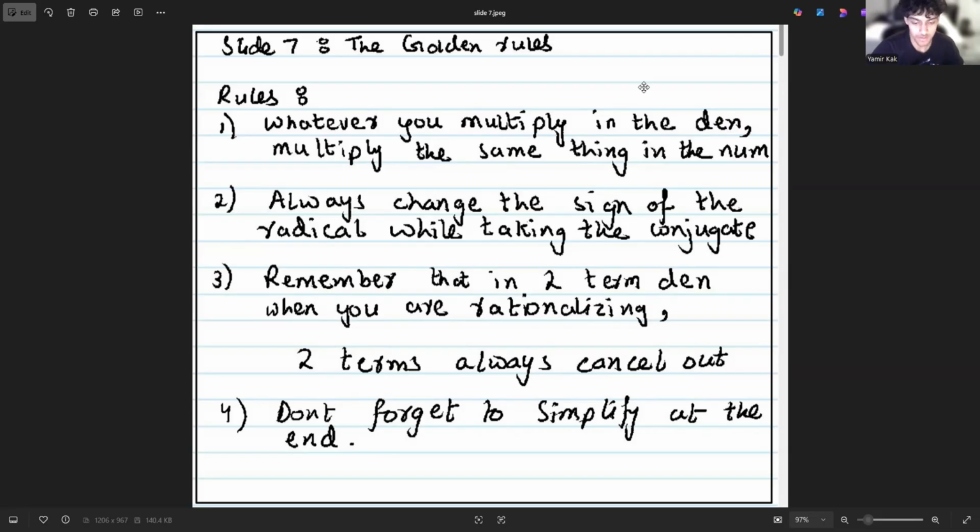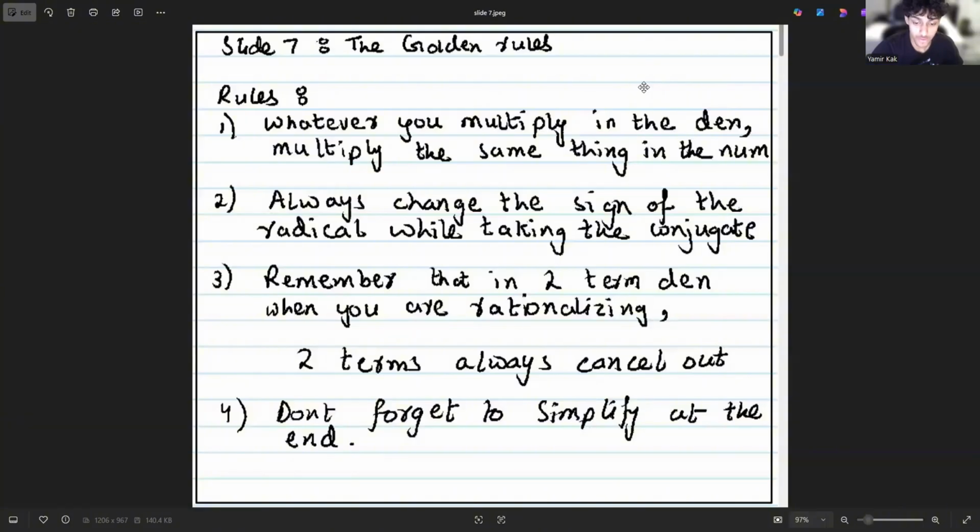If you need to multiply the denominator by something to get rid of the radical, you must also do it to the numerator by the exact same thing. So think of it like keeping a scale balanced. If you multiply the bottom by, say, radical 5, then the top would also be multiplied by radical 5. And this keeps the value of the fraction the same and not uneven.